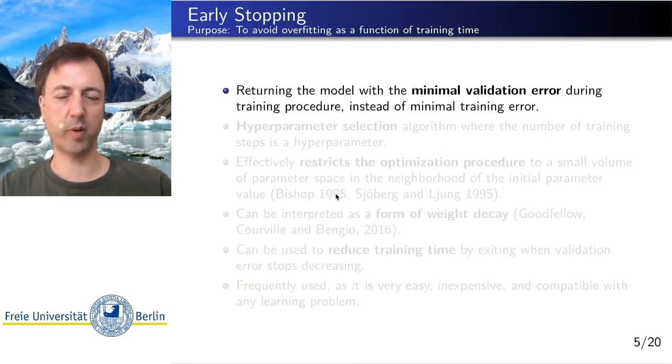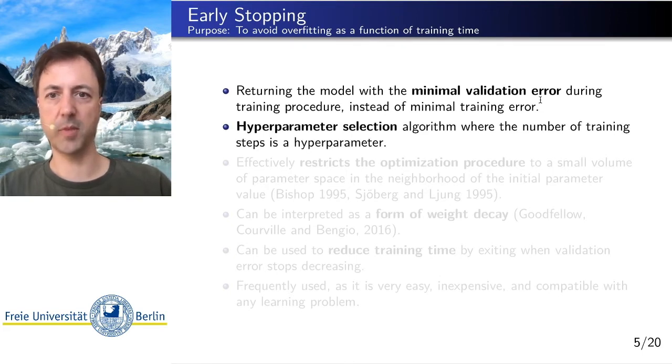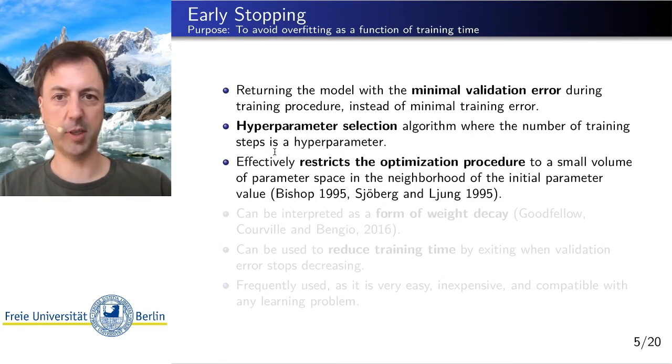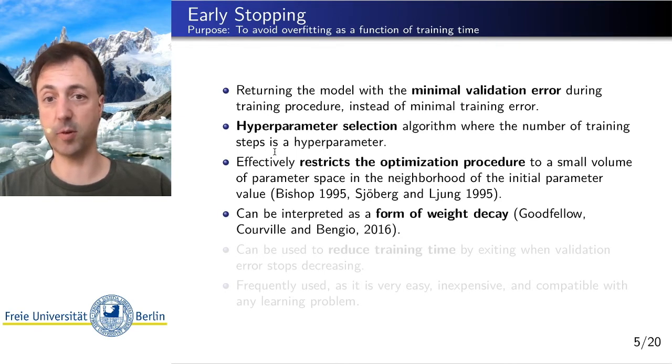And this is a frequently used regularization method. We return the model with the minimal validation error that has been encountered during the training procedure, instead of using the model with the minimal training error or the model at the end of our predefined number of epochs that we train. So in some sense, this is a hyperparameter selection algorithm where the hyperparameter is the number of training steps. And effectively, this restricts the training or the optimization procedure to a certain volume of parameter space around the starting point, and we can interpret this as some form of weight decay.